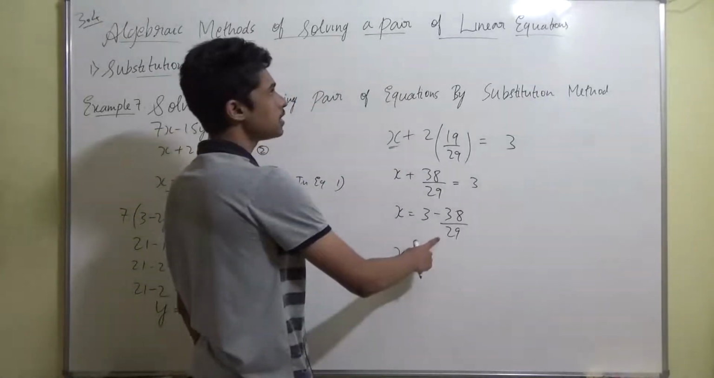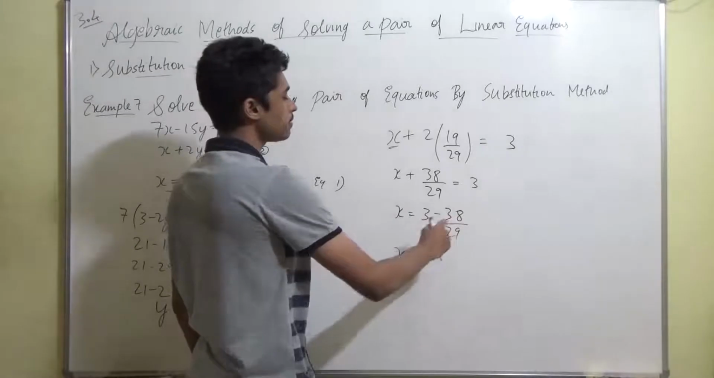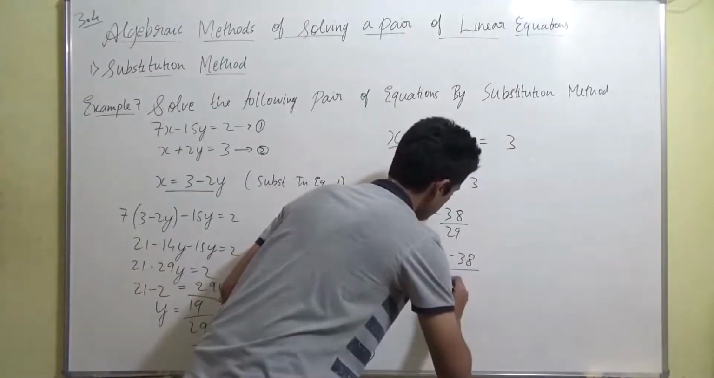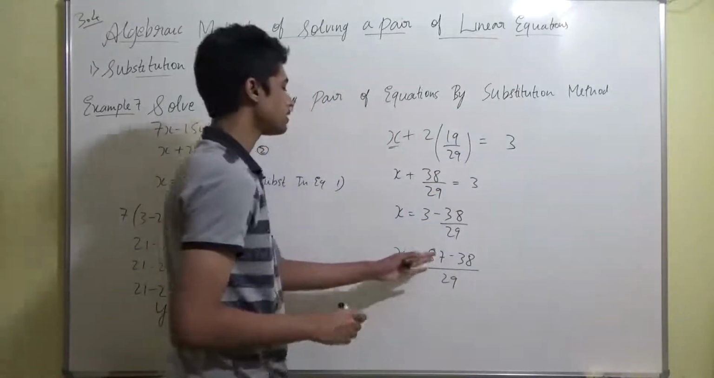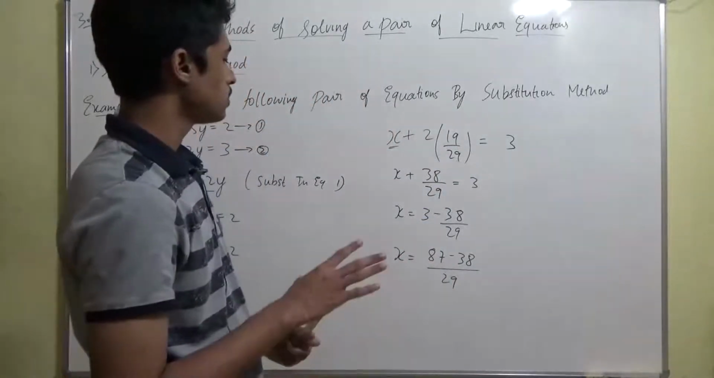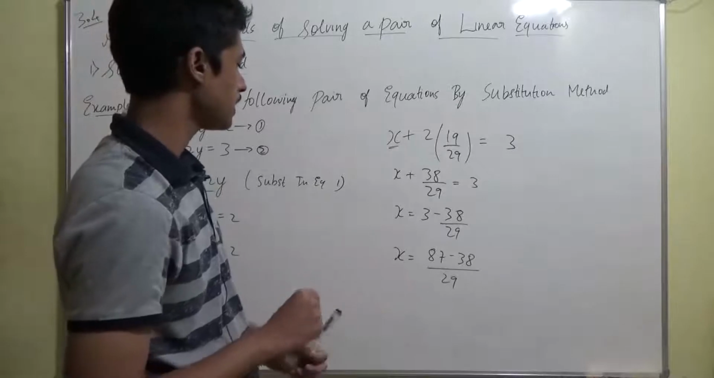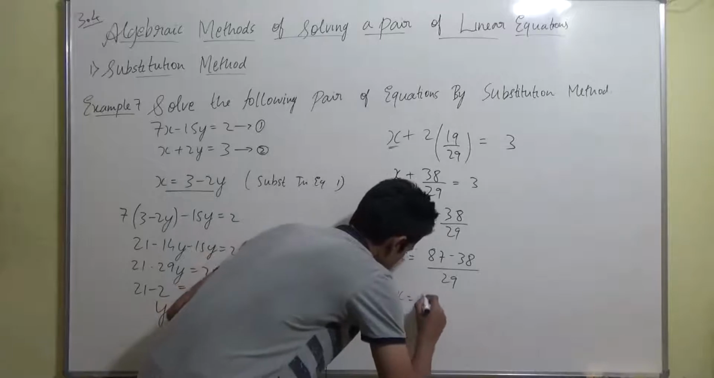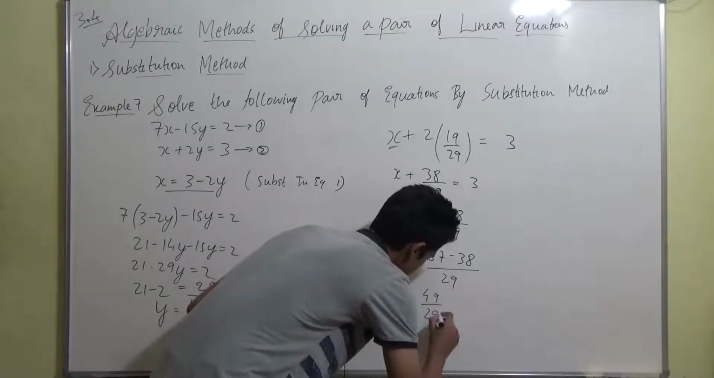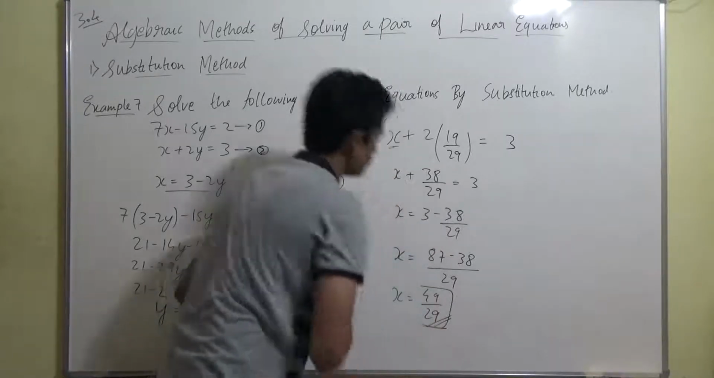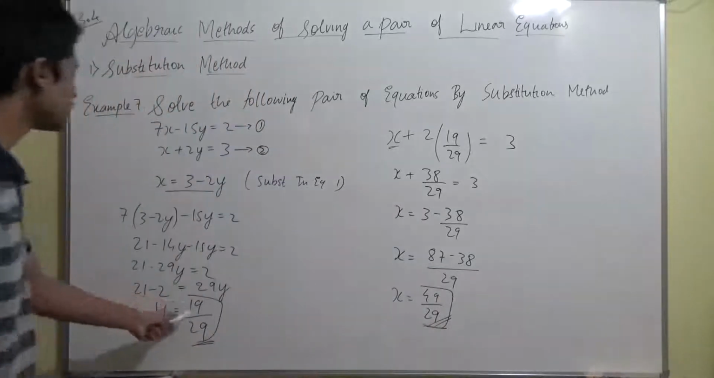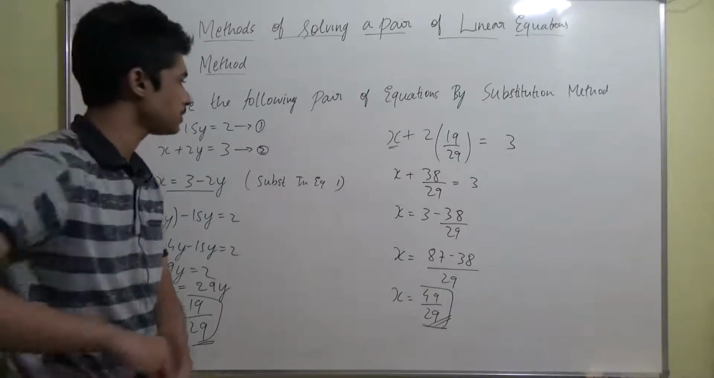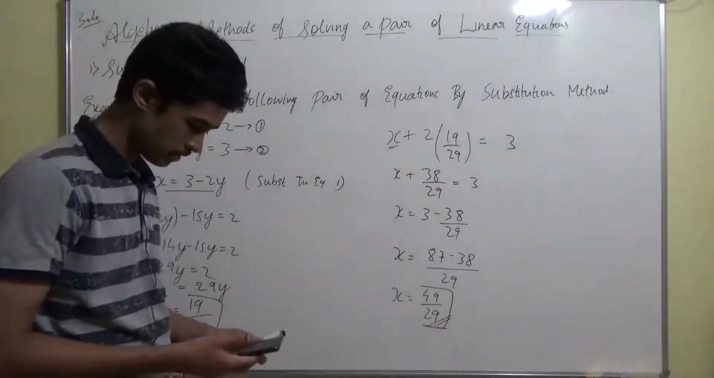This will become 87, 87 minus 38 by 29. So 87 minus 38 is 49. It will be 49 by 29. So x equal to 49 by 29. Done. So the value of y is 19 by 29 and the value of x is 49 by 29. Just a minute guys, let me check if the answer is correct.